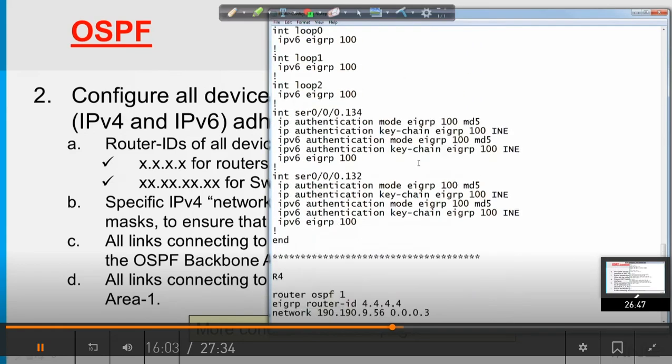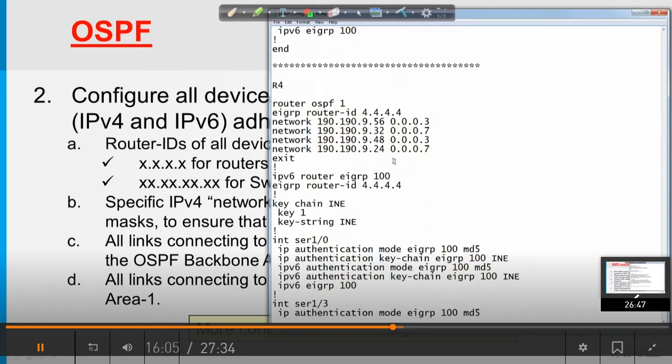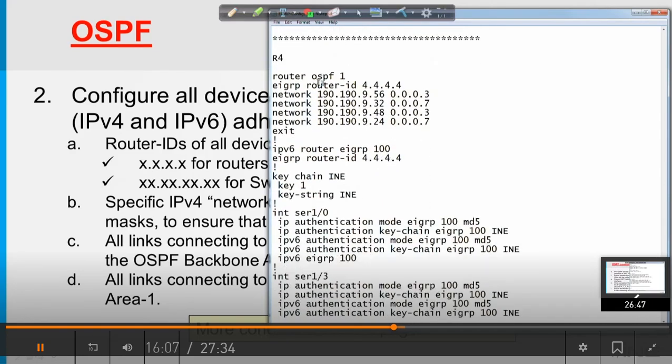Okay. And router 4, he's the only guy who is right in the middle. So let me ask you this question. Router 4, because he has some interfaces in area 0 and some interfaces in area 1, that makes him a very special kind of OSPF router. What is he going to be? What role is he going to take?